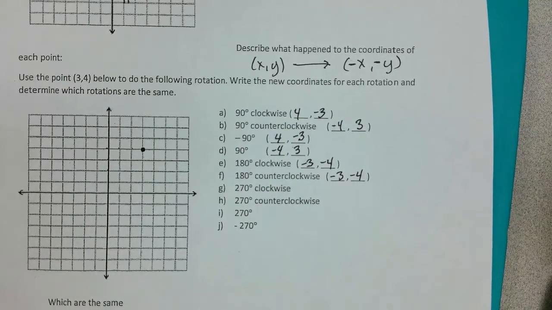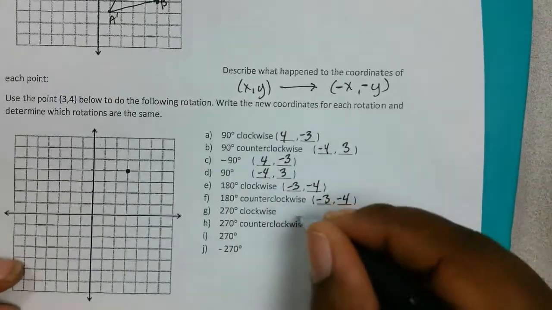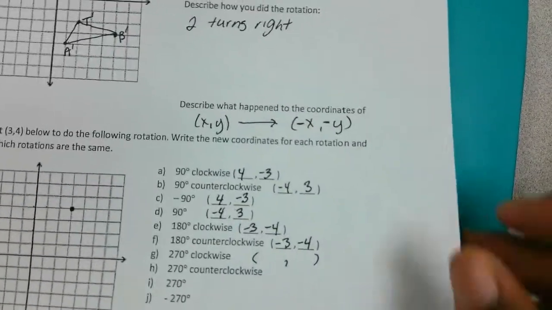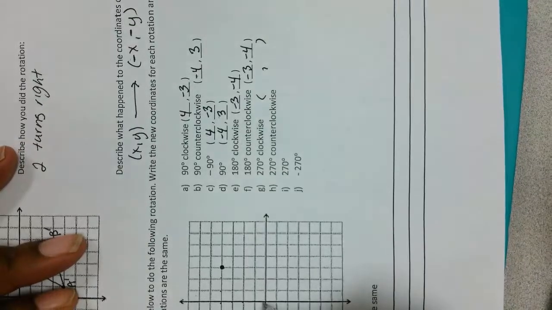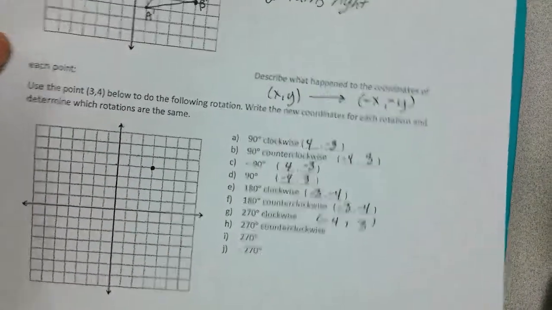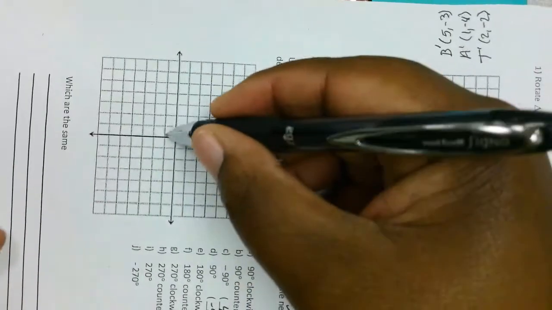Well, now they're telling us to rotate it 270. So 270 degrees, that's going to be 3 turns. So 270 clockwise is 3 turns to the right. This is 1 turn, 2 turns, 3 turns. That's at -4, +3. Okay. So then 270 counterclockwise, that is 3 turns to the left. 1, 2, 3. And that's at +4, -3.